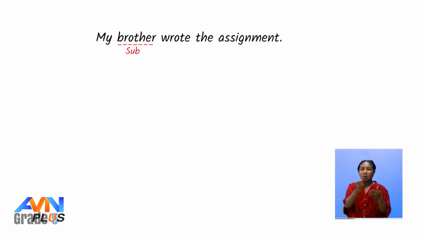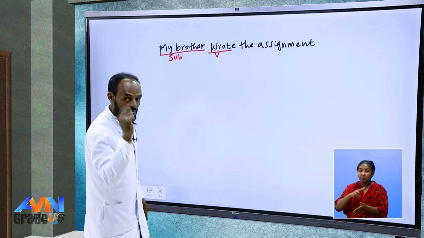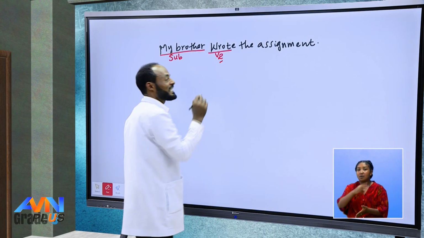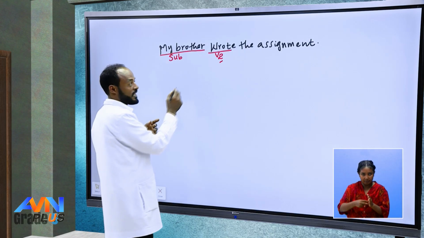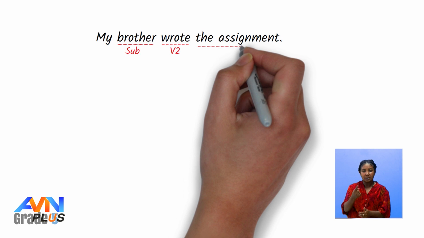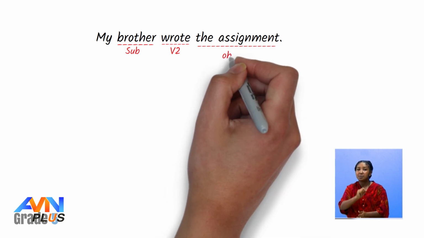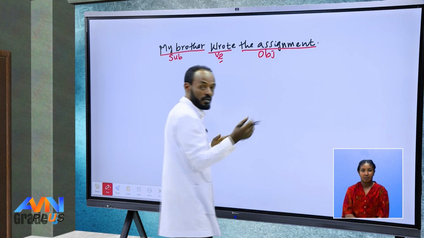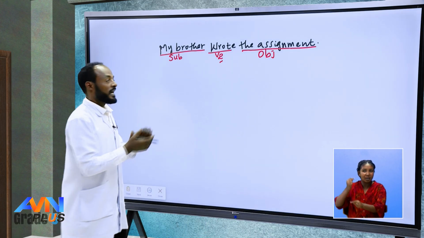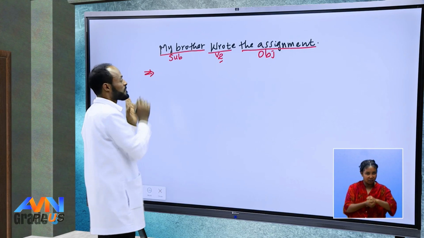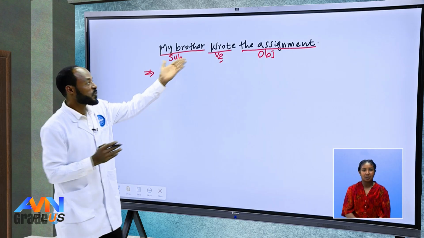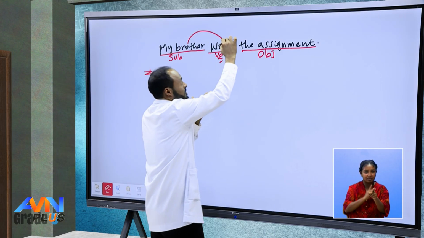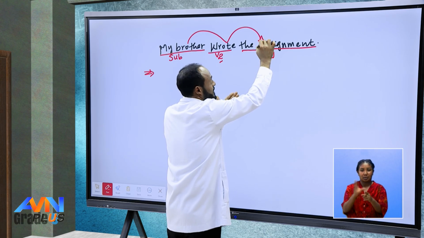What about wrote? Verb. What kind of verb is it? That is verb 2. Verb 2 means the simple or the past form of verb 1. Okay? What about the assignment here? The assignment is the object, or the receiver of the action. Now it is time to change into passive voice. Because here, the action directly goes from the subject to the object.